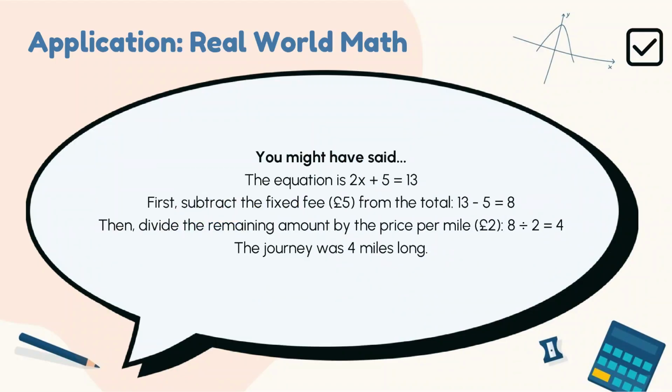Let's solve the taxi problem. The equation is 2x plus 5 equals 13. First, subtract the fixed fee of 5 from the total. 13 minus 5 equals 8, so 2x equals 8. Then divide by the price per mile, which is 2. 8 divided by 2 equals 4. So the journey was 4 miles long. We can check this. 4 miles at £2 per mile costs £8, plus the £5 fixed fee gives £13.